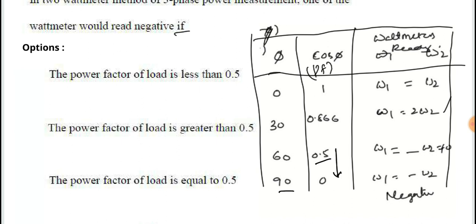Okay, so see what is the answer for this question here. The power factor of the load is less than 0.5, yes. When the power factor is moving towards the lesser side, at that time the wattmeter will read negative. The power factor of the load greater than 0.5 means it is moving upwards, so that is not correct. Here you have some value, it's not negative. So this will be the negative sign.